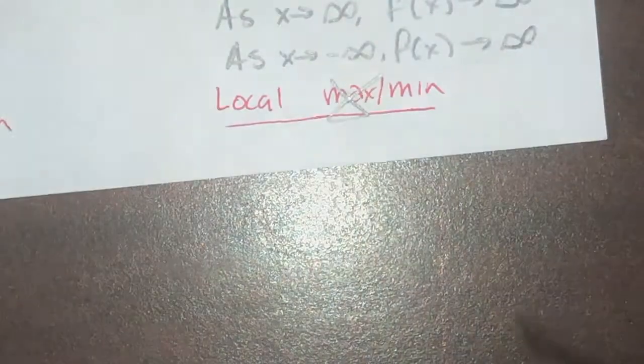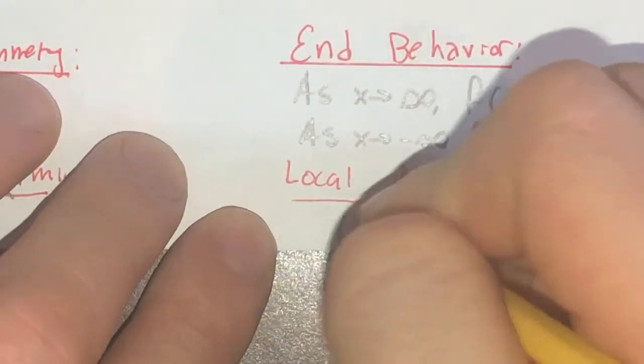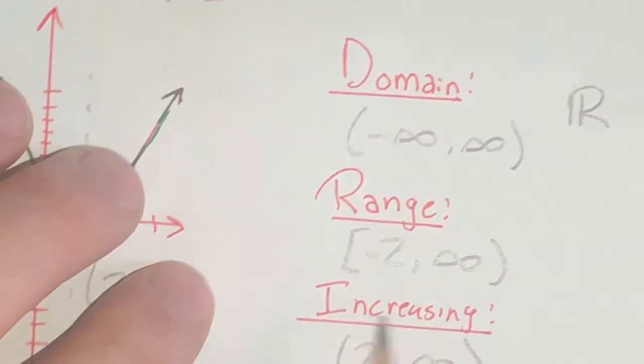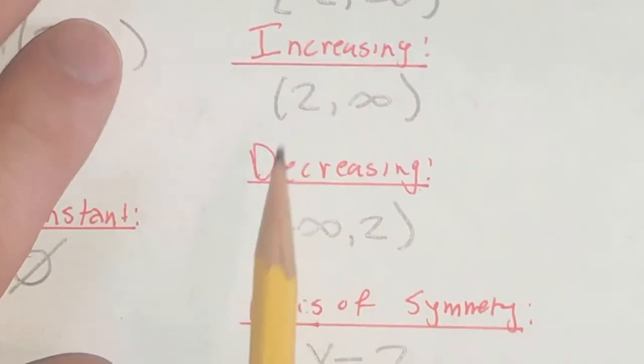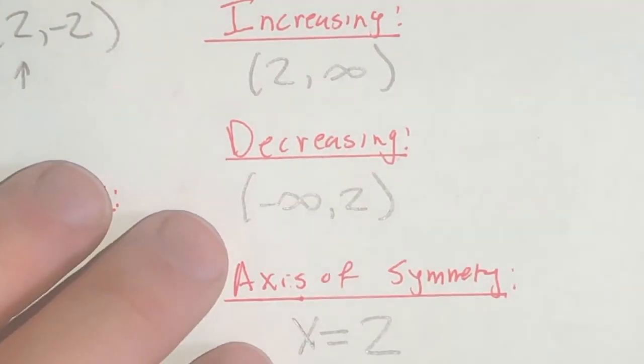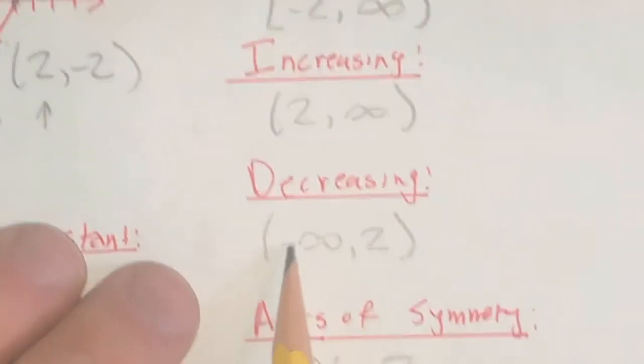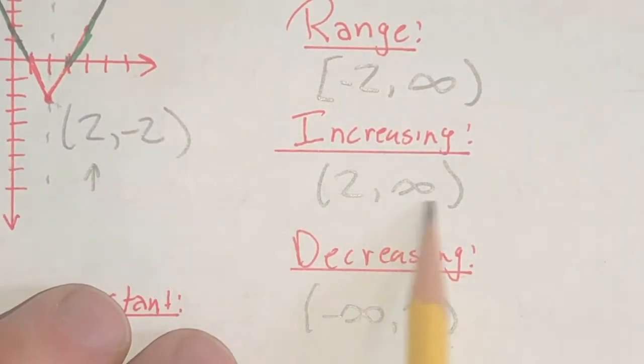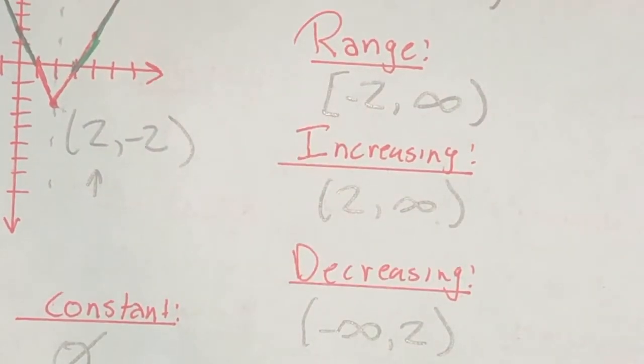Last but not least, local max or min. Again, no local max, but there is a local min at 2, negative 2, because at 2, the graph goes from decreasing to increasing. Remember, every absolute min is also a local min.